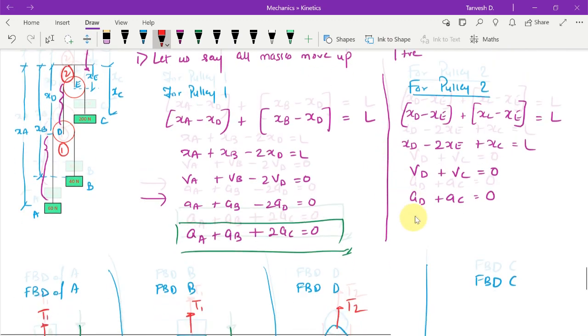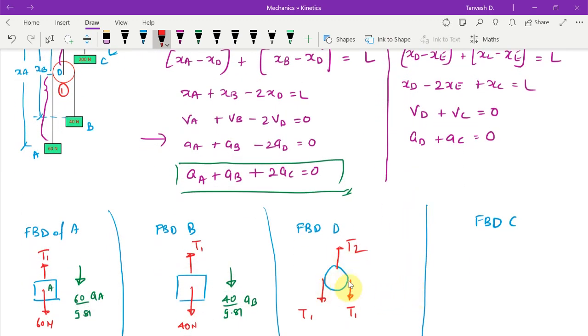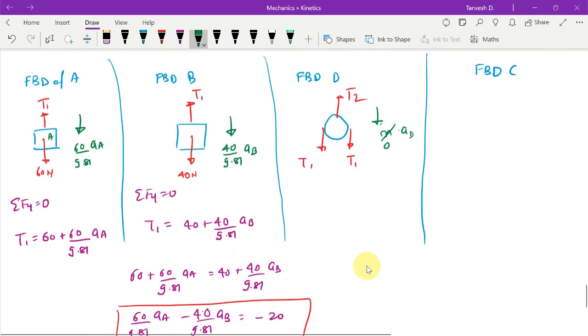This is the only thing that we can get here, and this pulley is massless, so you can consider its inertial force. Let's say this is moving down and this is moving up, so its inertial force would be downwards, but since it does not have any mass, this term is anyways going to be 0. Summation Fy equals 0, you will get 2 times T1 equals T2. This is what you get from this FBD.